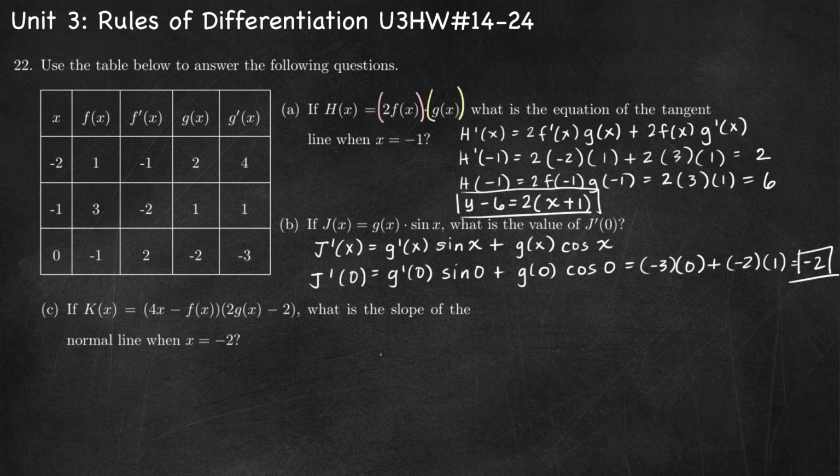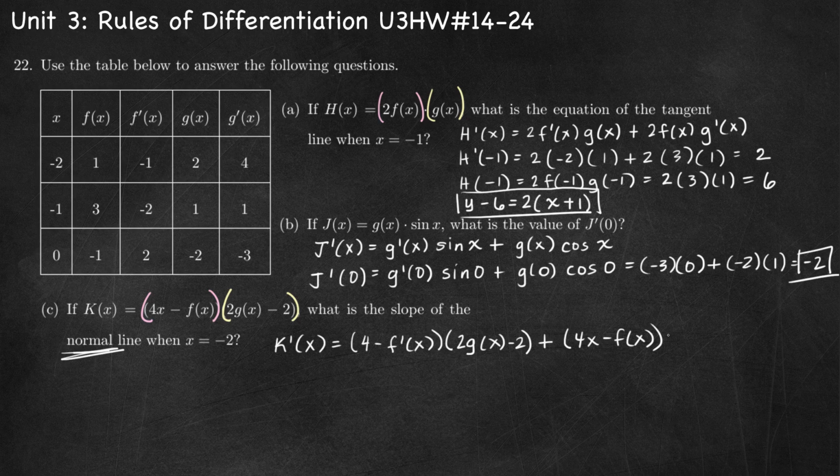And part C, if k equals 4x minus f times 2g minus 2, what is the slope of the normal line? So we want to be careful there. The normal line when x is negative 2. So let's find k prime of x using the product rule. So for my product rule here, my first factor is 4x minus f of x, and my second factor is 2g minus 2. So the derivative of the first will be 4 minus f prime of x times the second, 2g of x minus 2, plus the first, 4x minus f of x, times the derivative of the second, that's 2g prime of x.